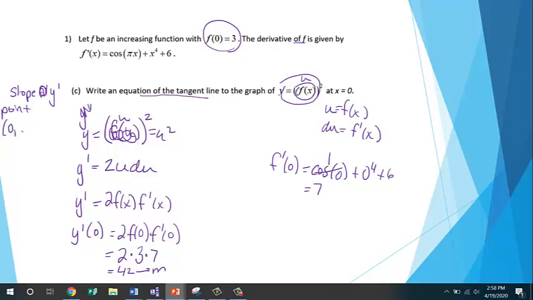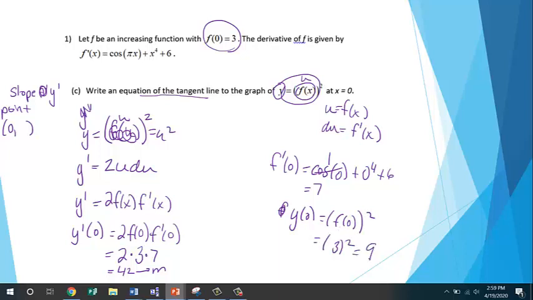All right, I also need a point. I know it's going to be 0 comma something. It is not going to be 0, 3 because that is f, it is not y. So to find y of 0, I need to do f of 0 squared. All right, so f of 0 is 3.